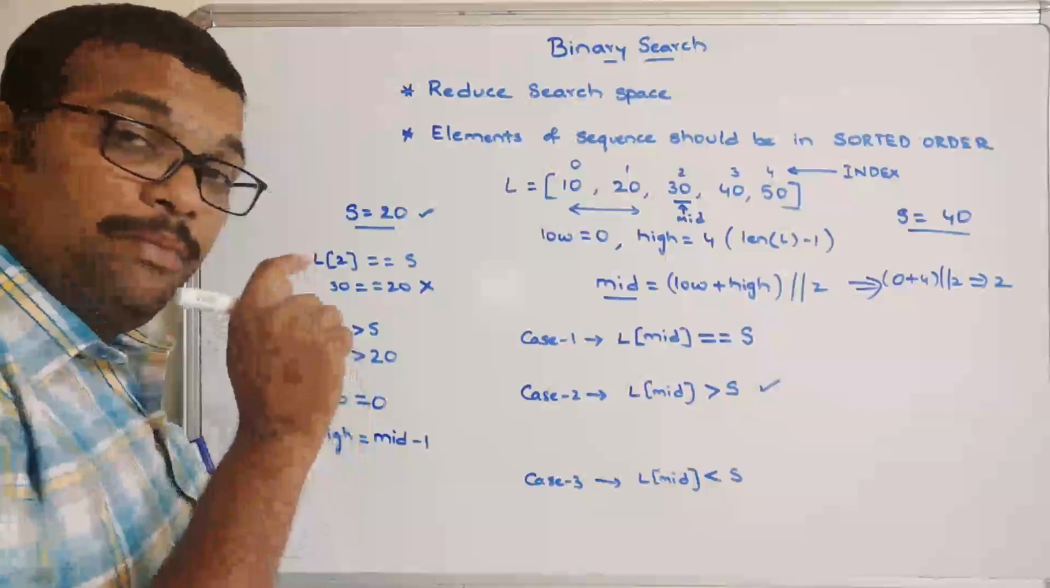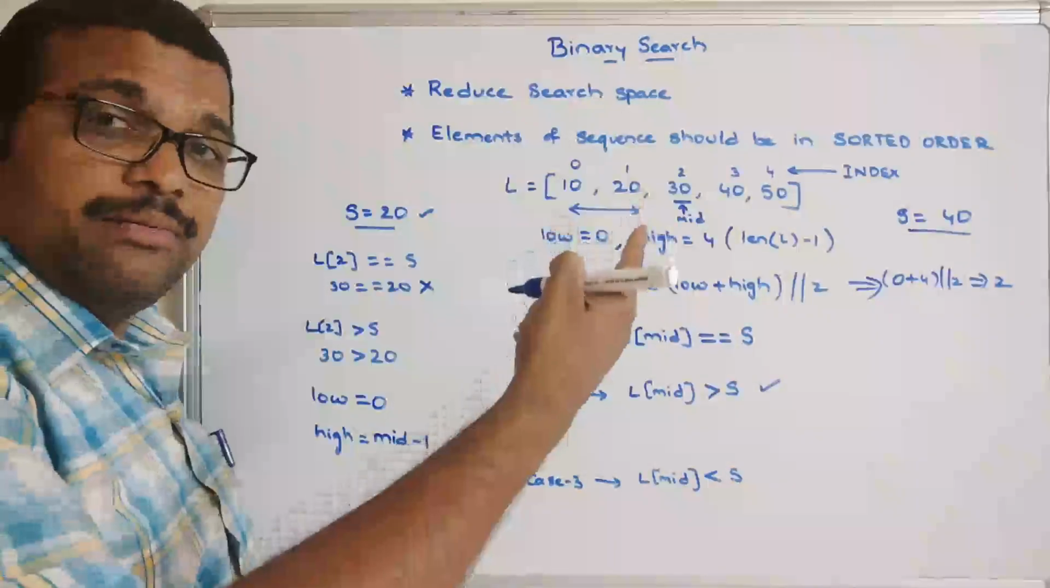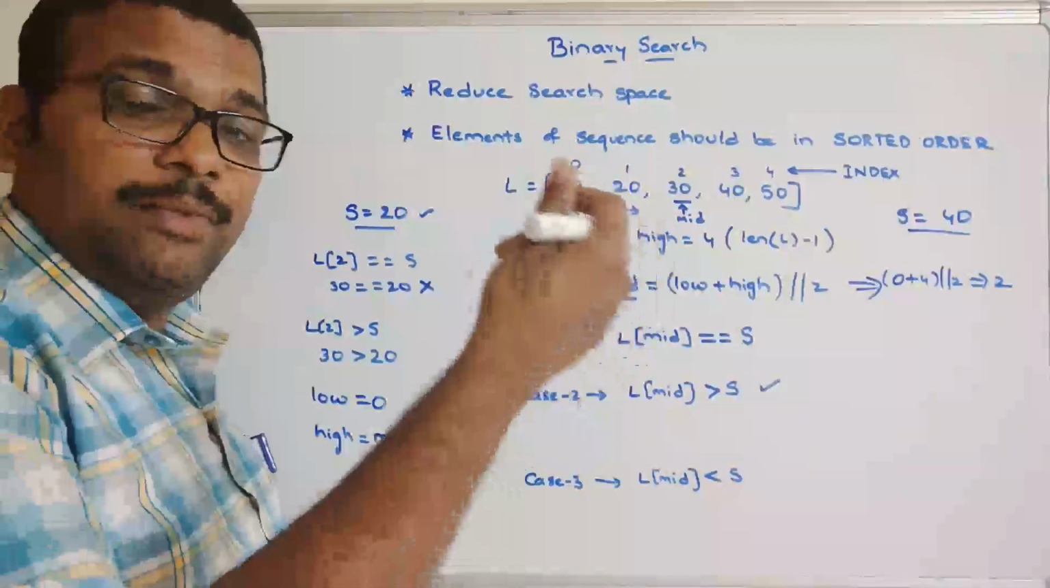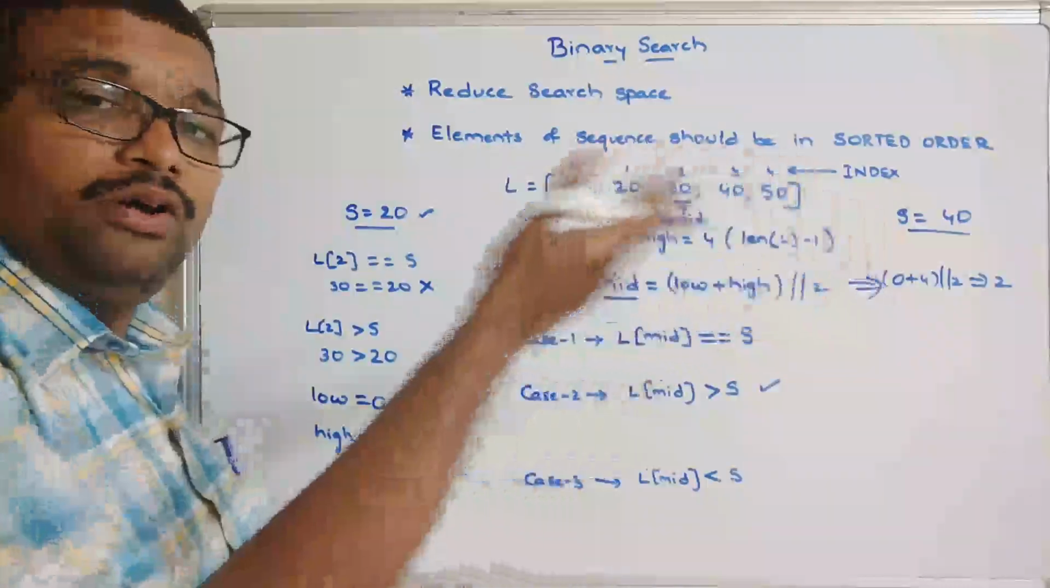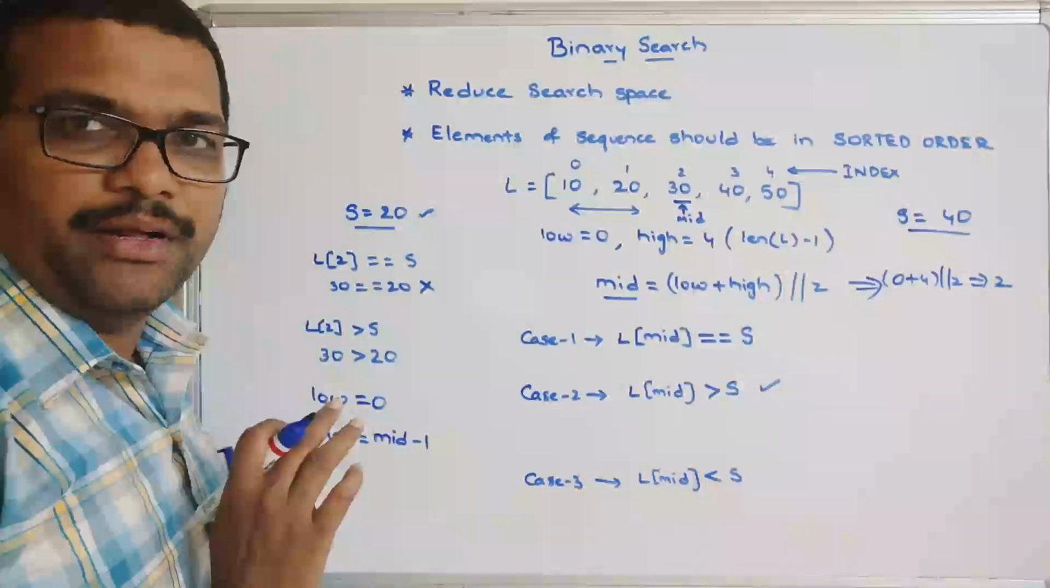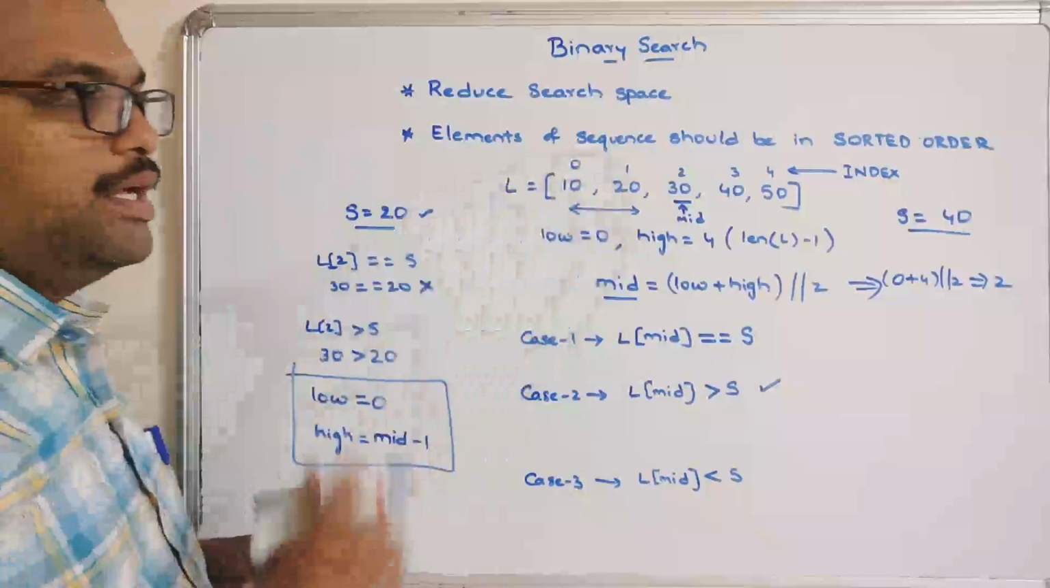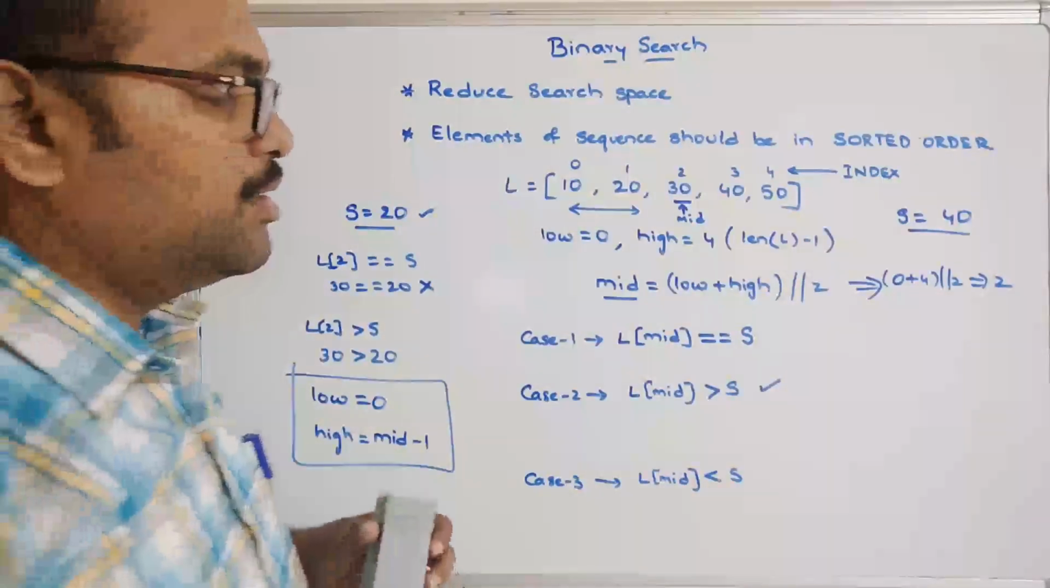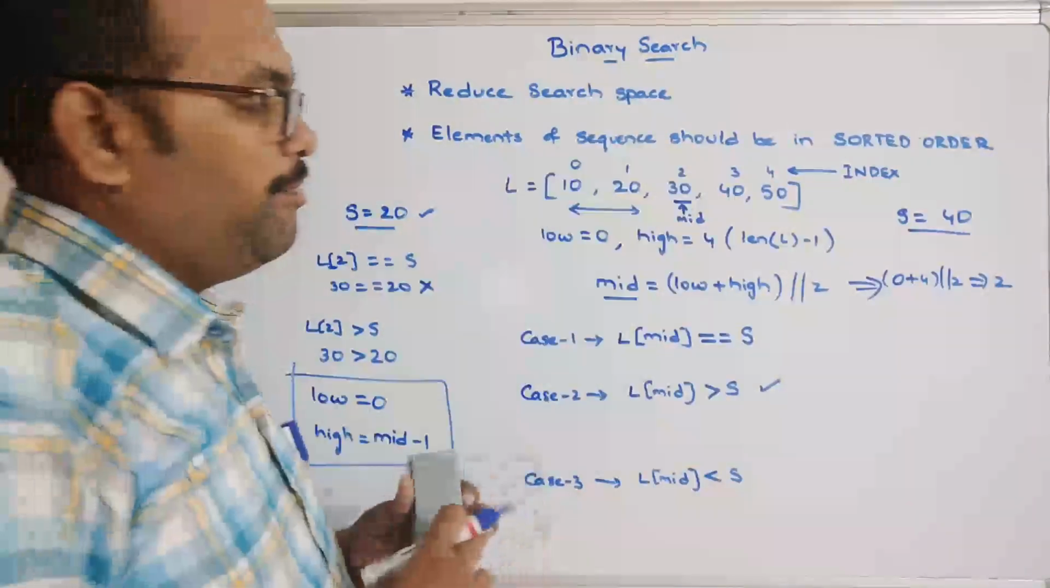So if the middle element is greater than the search element, obviously the search element will be available on the left hand side of the middle element. Now we will go with the second case. Okay, so after that I'll explain this problem.